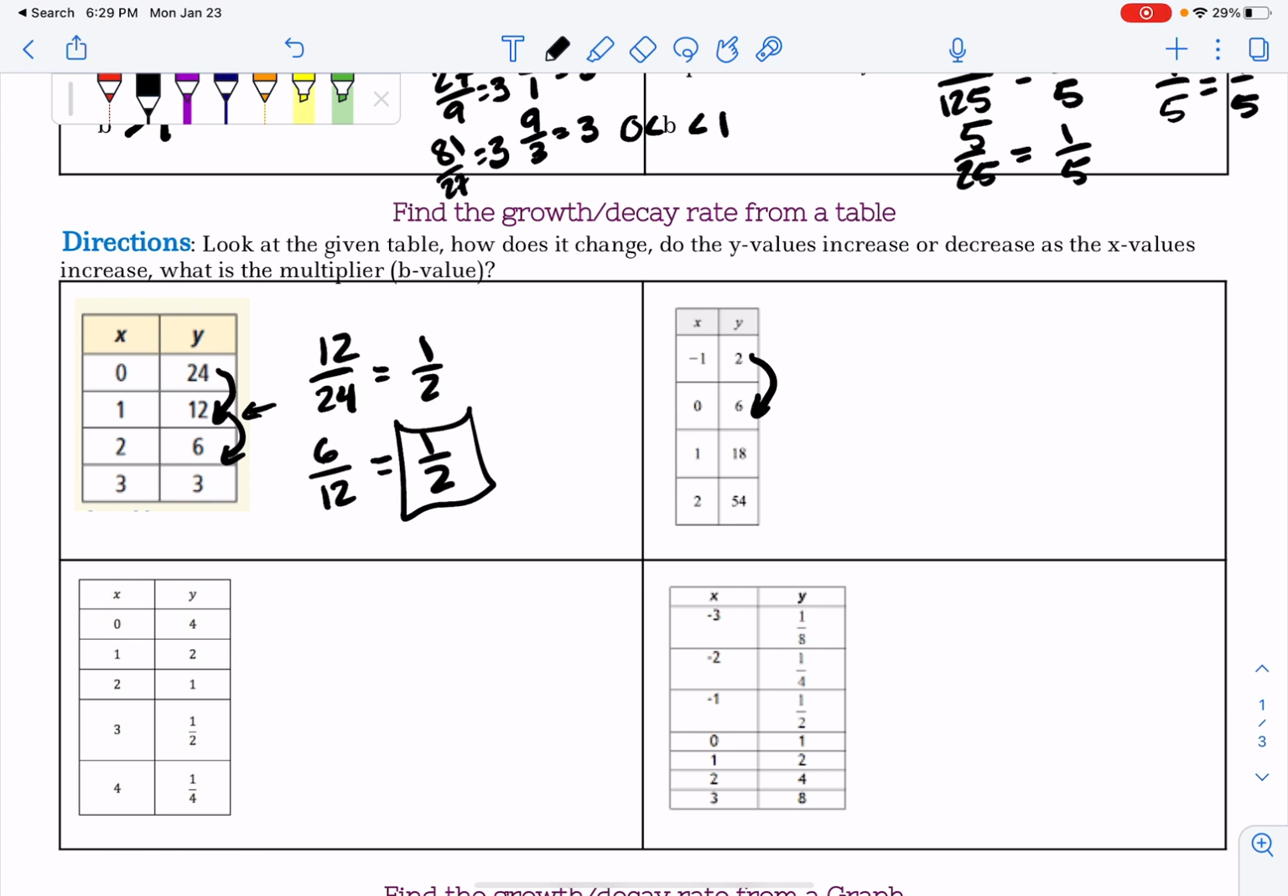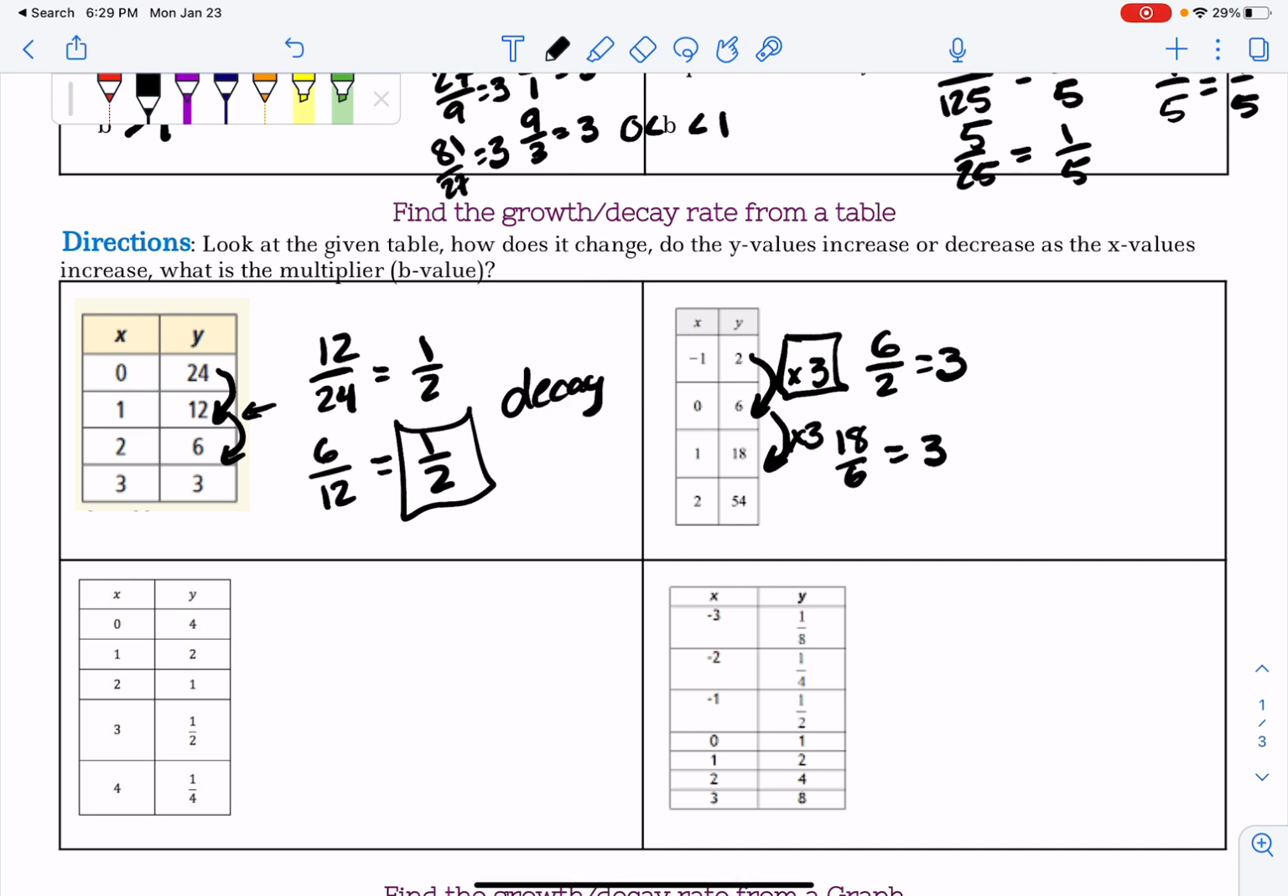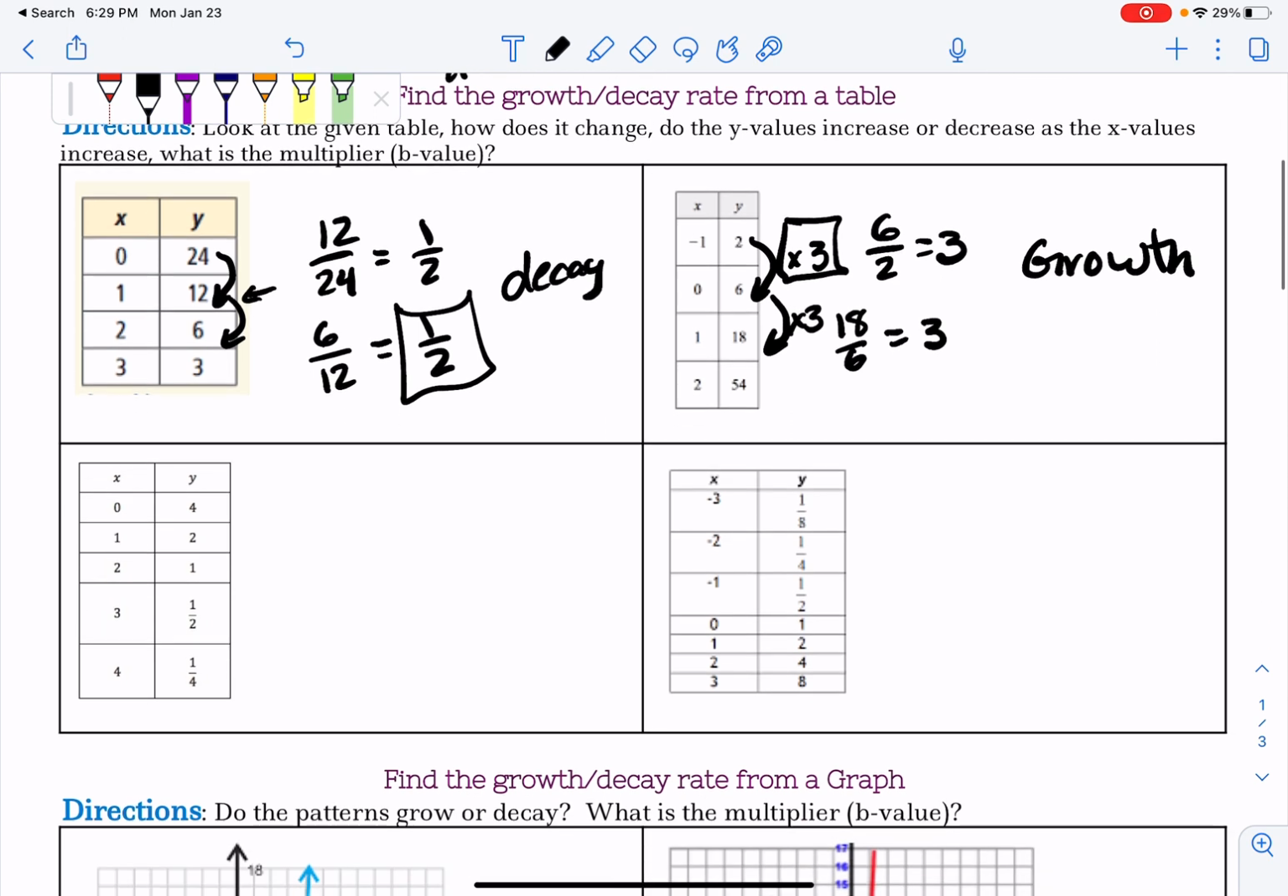Let's look at this next one. 2 multiplied by what equals 6? Well, that's going to be times 3. We can also take the previous strategy, 6 divided by 2, and that equals 3. Now let's check the next one, 18 divided by 6, and that equals 3. 54 divided by 18, I bet equals 3. So the multiplier here is 3. Remember, this is decay if it's a fraction, and if it's a whole number, growth. This pattern gets bigger over time, whereas the first table got smaller over time.